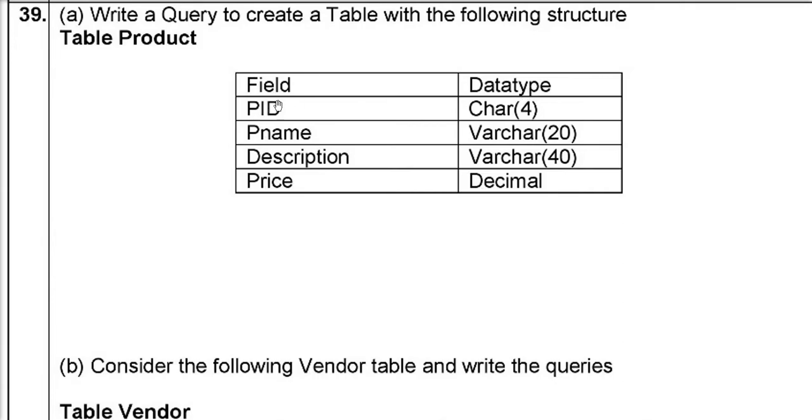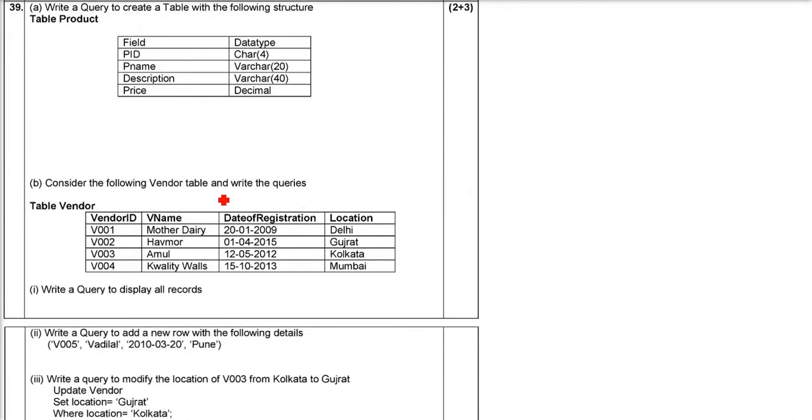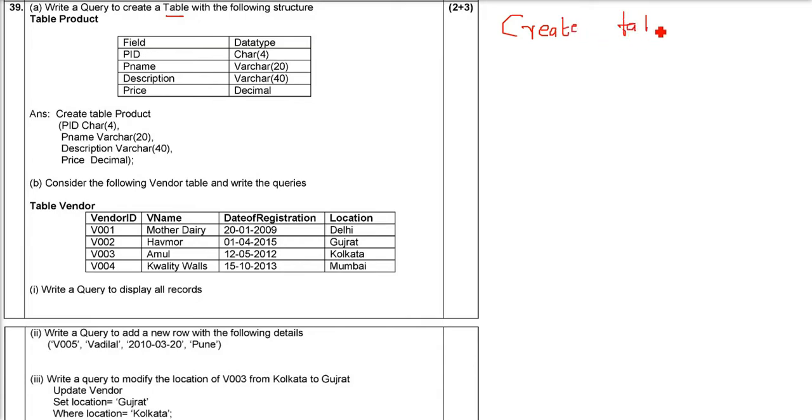Field, PID. The PID has to be char 4. PName should be varchar 20. Description should be varchar 40. Price should be decimal, that is the floating type. So what you have to do here is, there is a simple command. Create table and just give the name of the table, that is product, because you are going to make the name as product. So create table product.